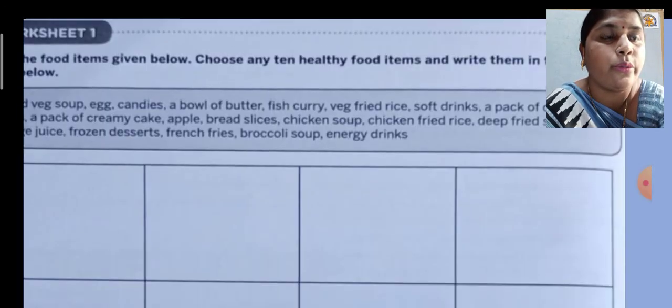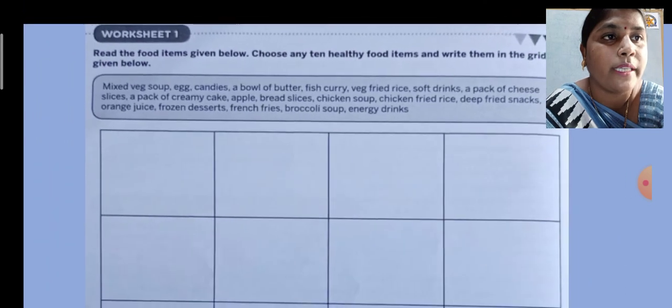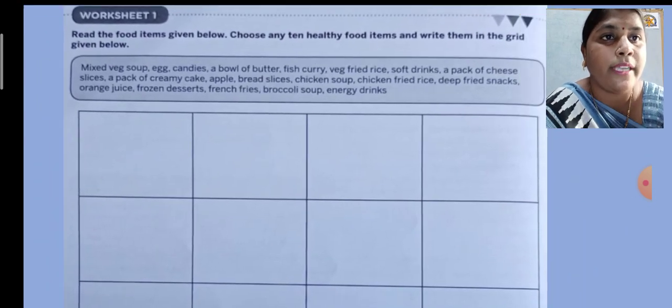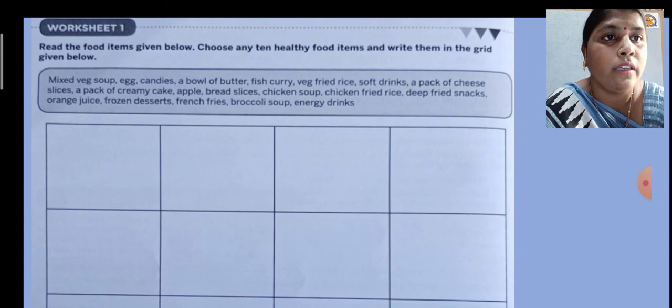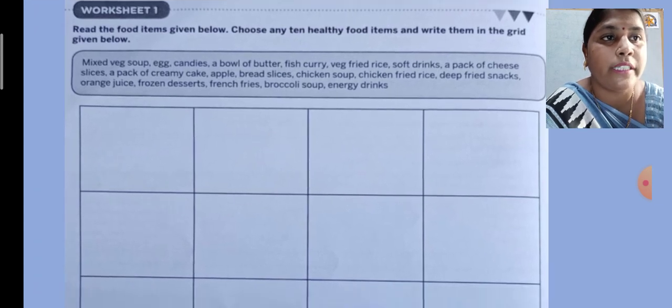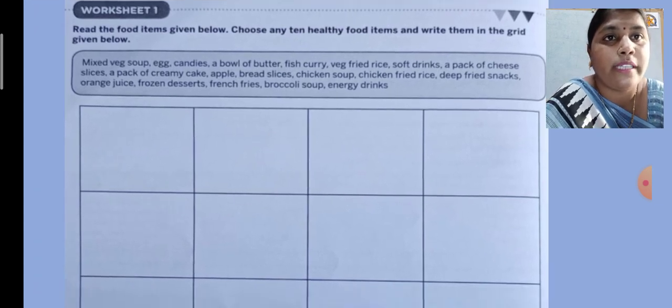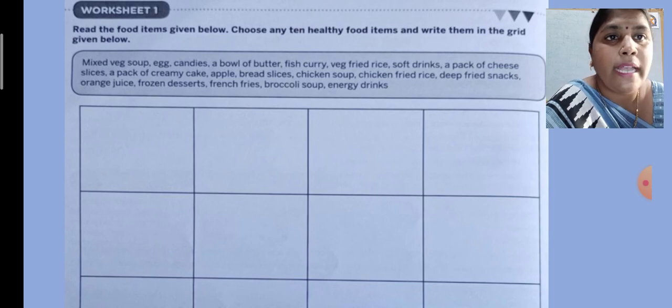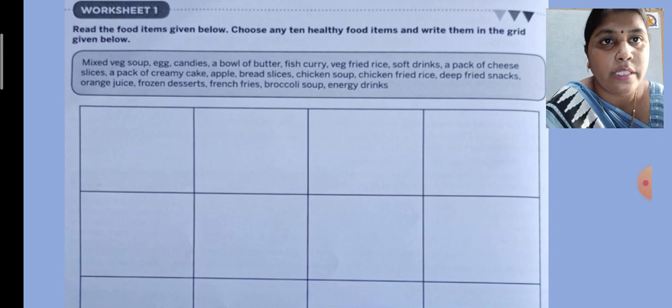Okay, what you have to do is read the food items given below and choose any 10 healthy food items and write them in the grid given below. First of all we are going to read the names of the food items, and you have to select any 10, and then in one grid you have to write the name of one healthy food item. It is very easy.